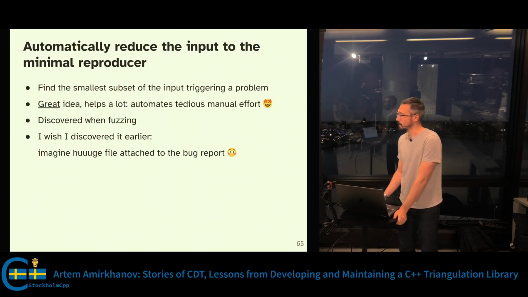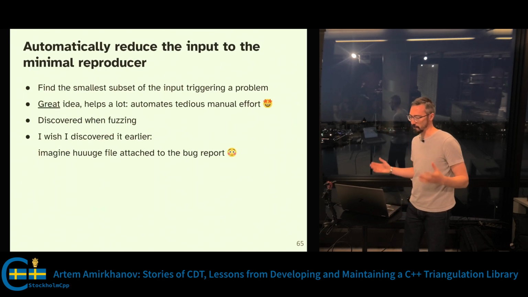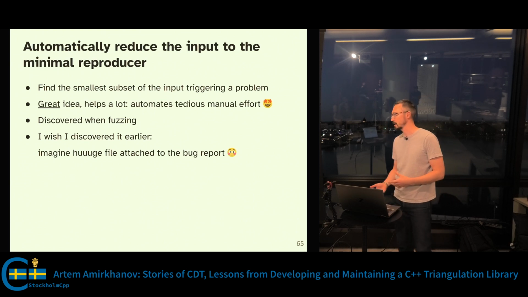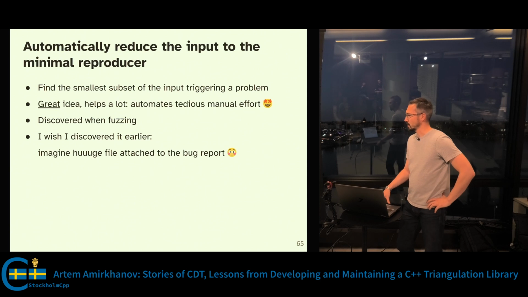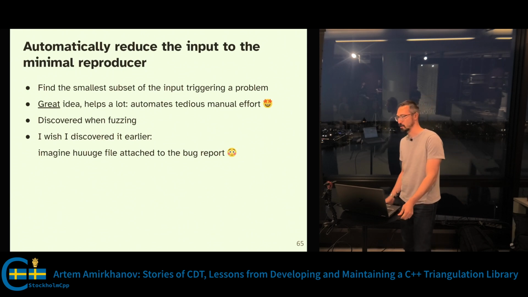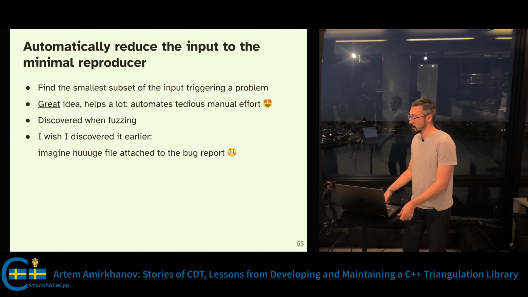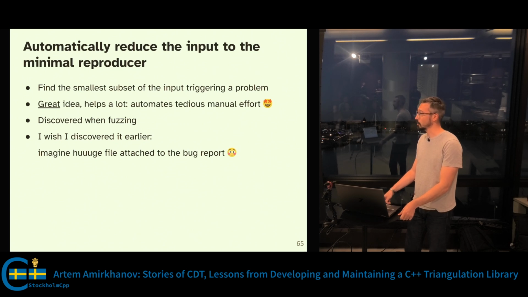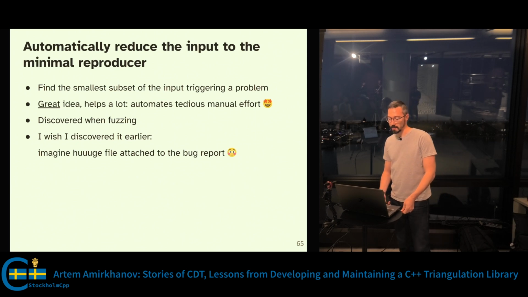Right, but when doing this fuzzing, what it gives you is some kind of input that triggers the problem. And it's generated by this genetic algorithm. So it's kind of jibble-jabble kind of input, right? And sometimes it's quite a big input. And I had this great idea that I used later, and I just want to share it because I think it's a really good idea, that you just automate the minification or reduction of the input to the reproducer. So it finds the smallest subset of the input that still triggers the problem.